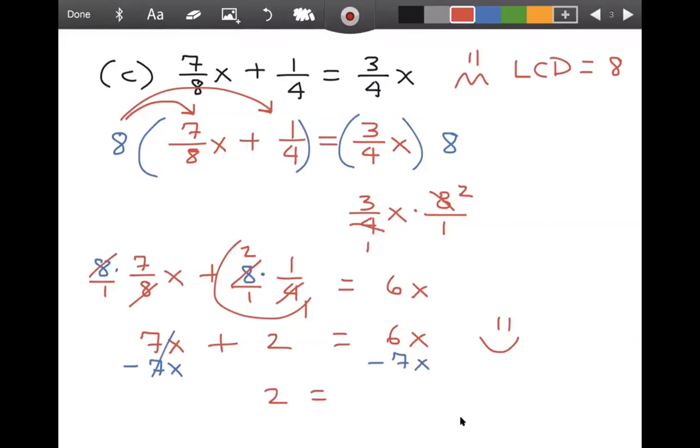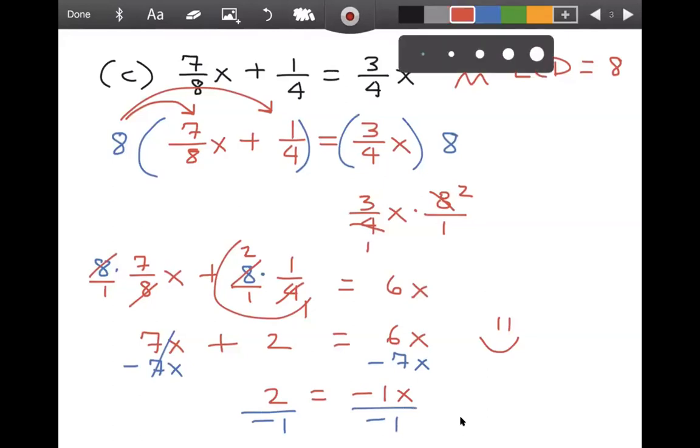6x minus 7x is negative 1x. And now we need to get rid of the negative 1. So we'll divide both sides by negative 1. And I think that the solution is x equals negative 2. Okay. But we are due for a check. So let's check this.